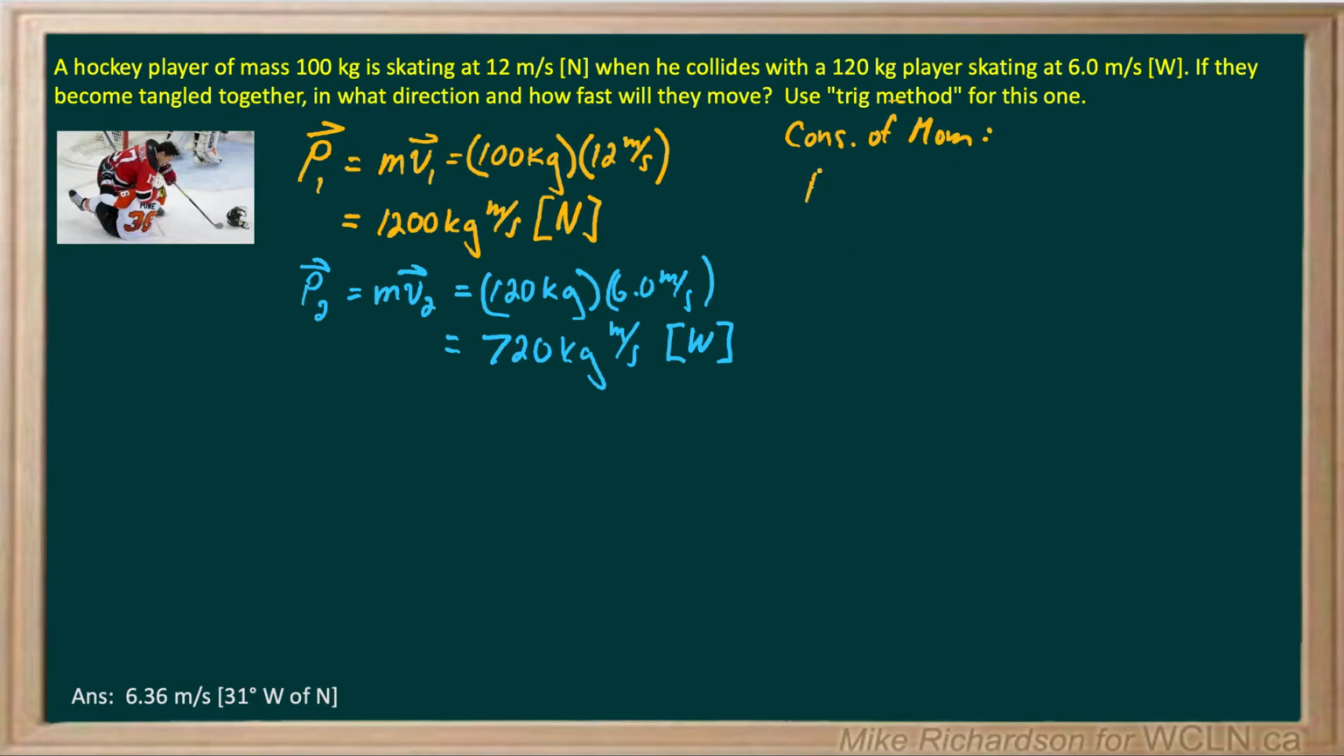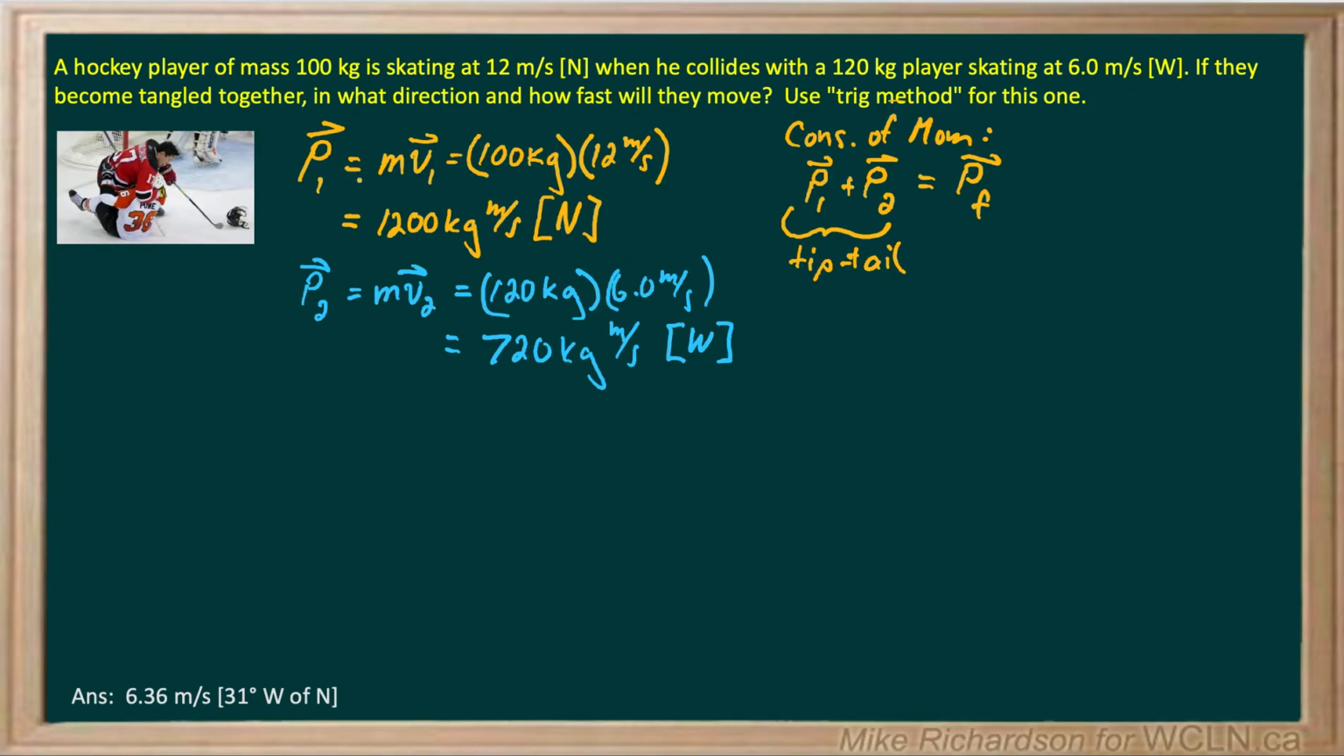Now I have two players moving before, so two individual momentums, P1 plus P2. And after, it's just one big clump, so one big mass is moving after. So those two things are added, so I have to add them together tip to tail like we always do with vectors when we're doing the trig method. My resultant will be P final.